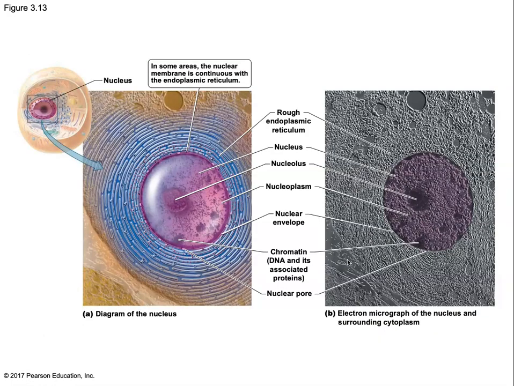Here's another diagram of what that looks like. Here we have our nucleus, our nucleolus, our nuclear membrane around the outside, nuclear pores found inside that nuclear membrane. And then we have rough endoplasmic reticulum on the outside, followed by smooth endoplasmic reticulum. And we're going to get into those next.